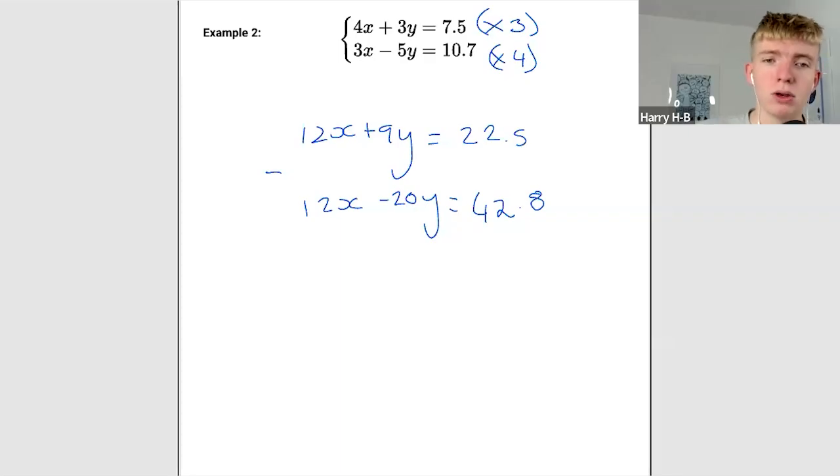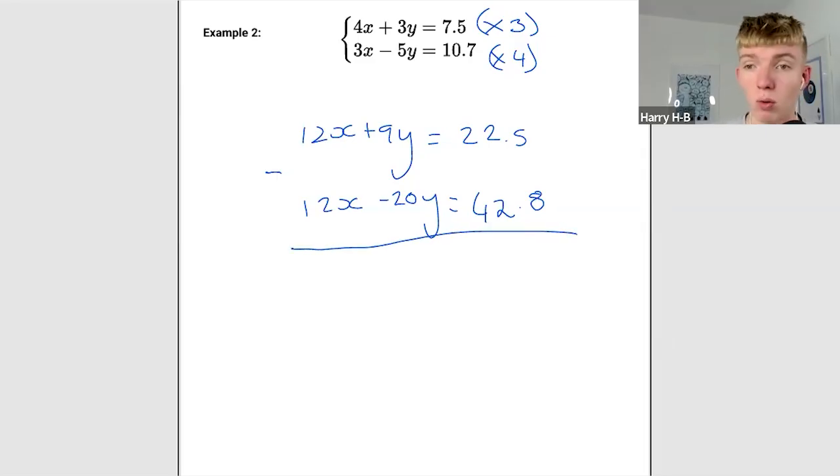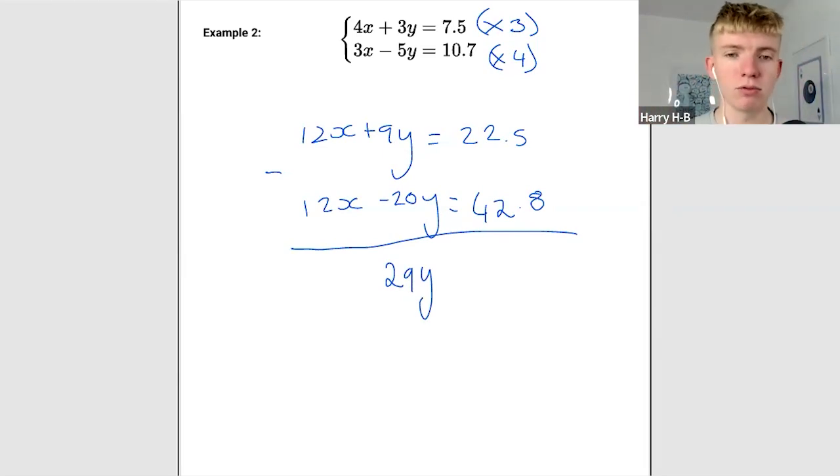So what we have to do now is subtract these equations from each other. We're trying to remove these x's because we've made them the same. So if we do that, we're going to have 12x minus 12x to give us 0, which is what we're looking for. We then have 9y minus 20y. So hopefully the smart bunch of you will be able to tell me that that is 29y, positive 29y, because two negatives make a positive, and we add them together.